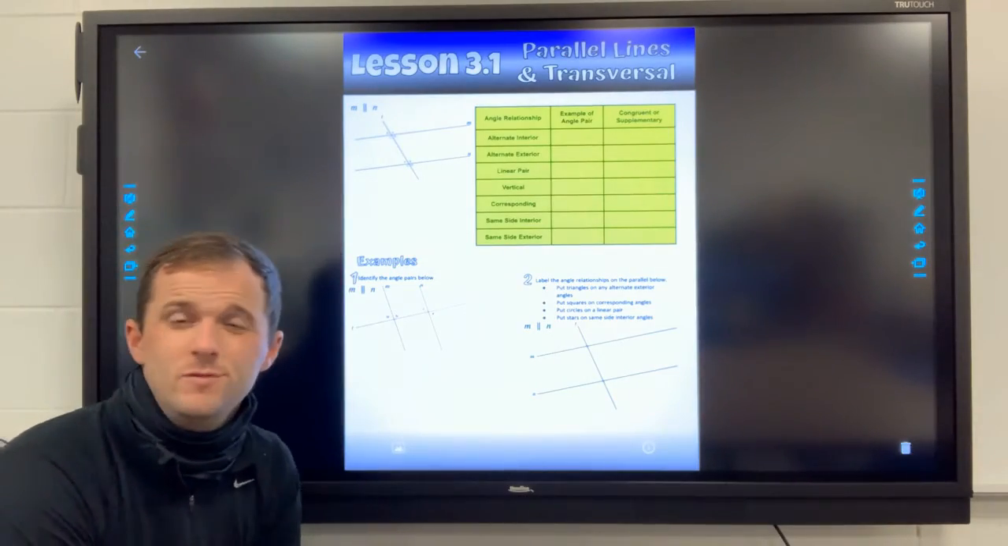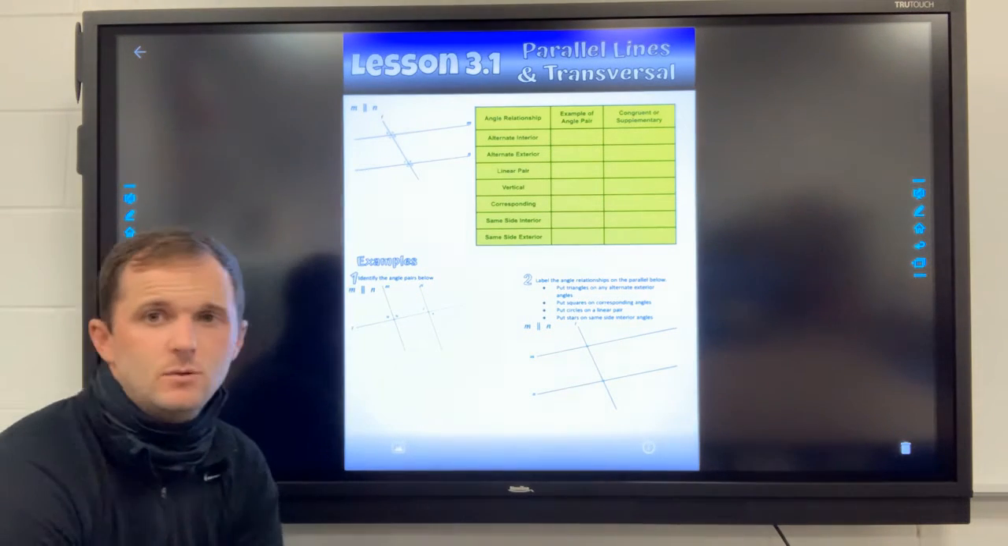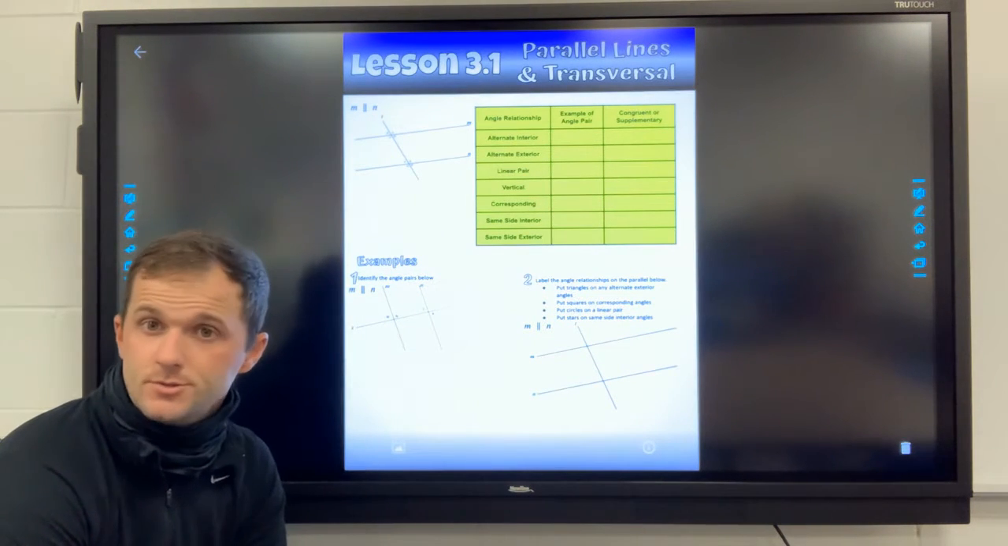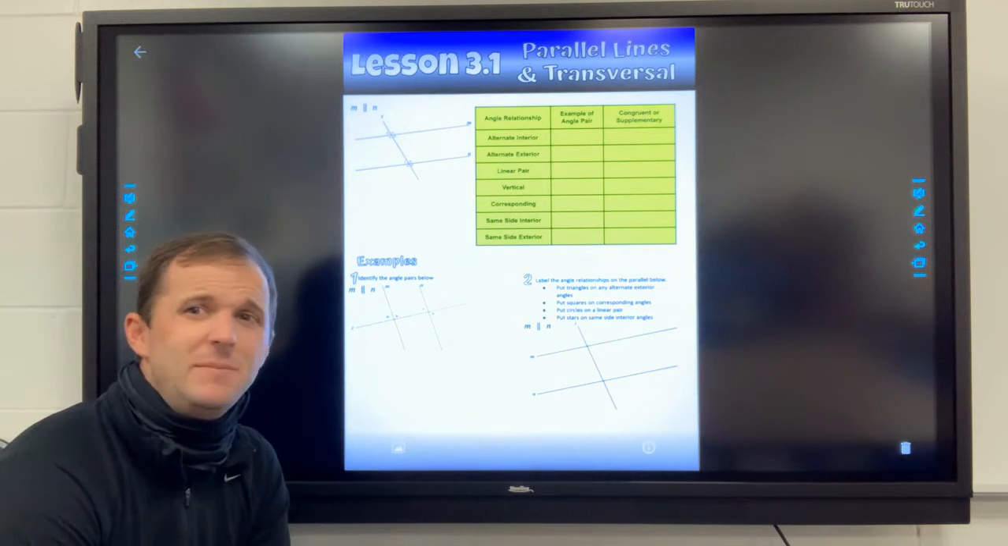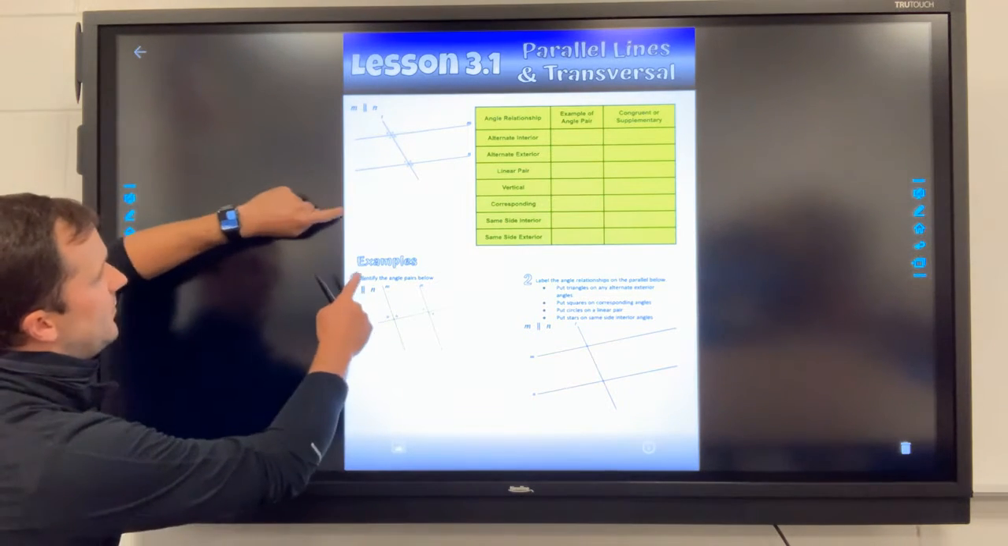So for today, we're moving on to Unit 3, and if you look at the heading, Unit 3 is dealing with something called parallel lines and transversals. So what we're going to look at is what I mean specifically by parallel lines and transversals. Let's look at this example right here.